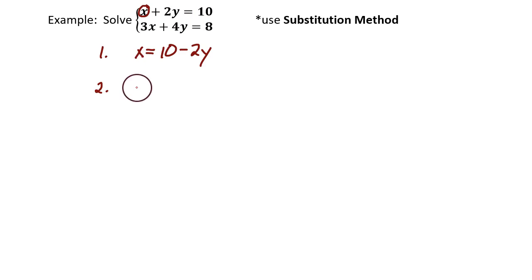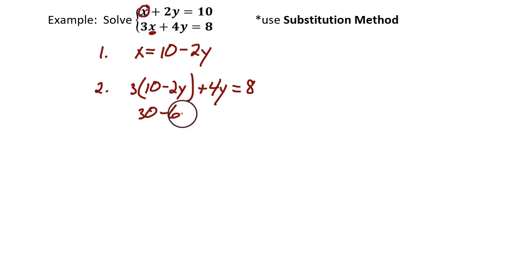Step 2, we're going to substitute. What we are substituting is the expression 10 minus 2y in place of the letter x in the second equation. So 3 parentheses, and where the x is, fill in 10 minus 2y. And copy the rest of the equation down. Now solve this equation. 3 times 10 is 30. 3 times minus 2y is minus 6y.